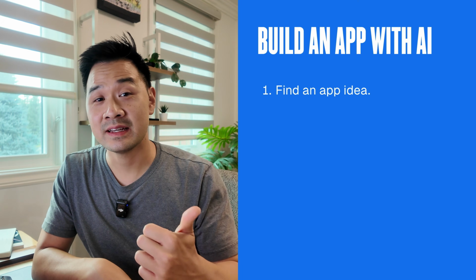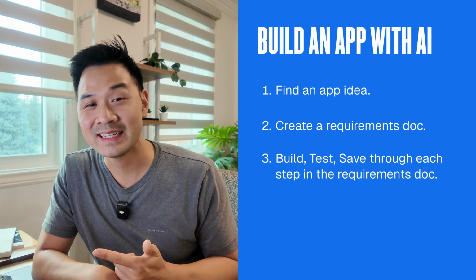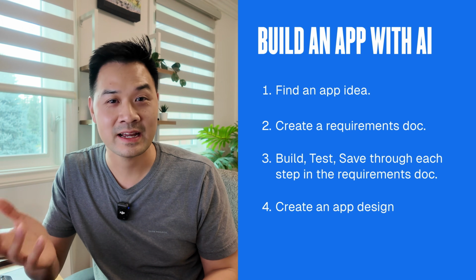Congratulations on finishing how to build an app with AI. Now you have everything you need. You know how to find app ideas, you know how to take that idea and create a requirements doc and how to build it inside Cursor using the BTS method. And number three, you know how to create a unique app design and how to implement it. Now, after that, it's going to be about app marketing and getting users.